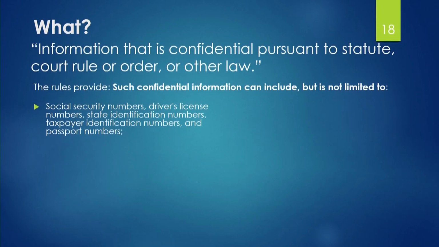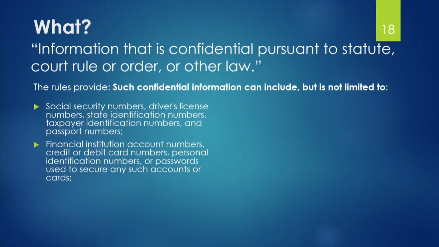Number one, Social Security numbers. We all understand the danger there if those are out in the clear. Even driver's license numbers, state ID numbers, taxpayer ID numbers, and passport numbers are all considered confidential and have to be redacted. Another problem with court records is that they often deal with financial institutions, so account numbers, credit or debit card numbers, personal identification numbers or passwords used to secure those accounts, all of that is considered to be confidential information that is subject to redaction.